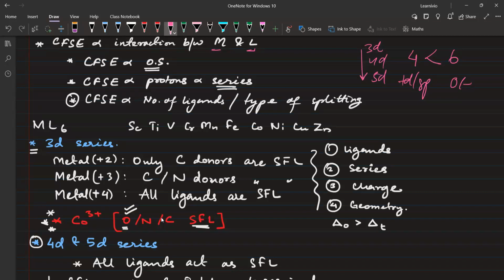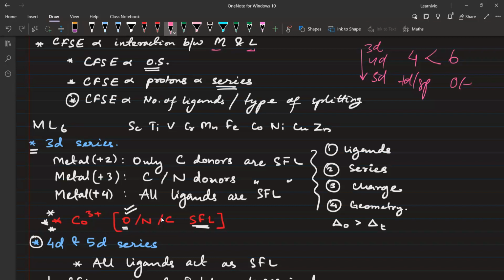and how to say, not calculate rather, whether a particular ligand is acting as a strong field or as a weak field. And then we will have to say what the splitting will be and how the electrons will be distributed in the T2G and EG.